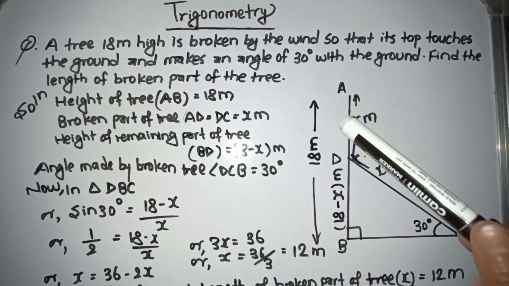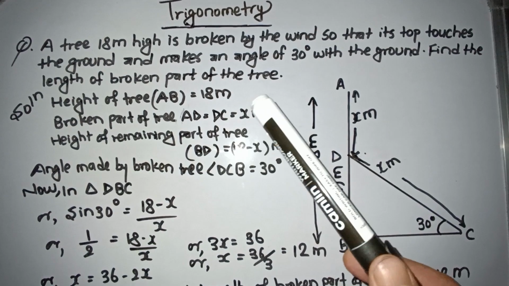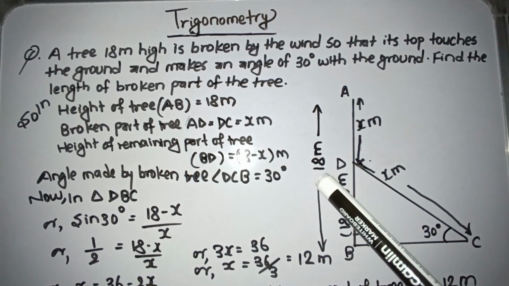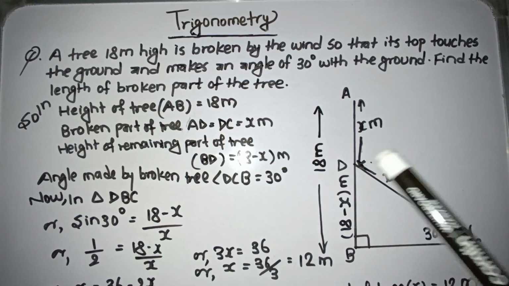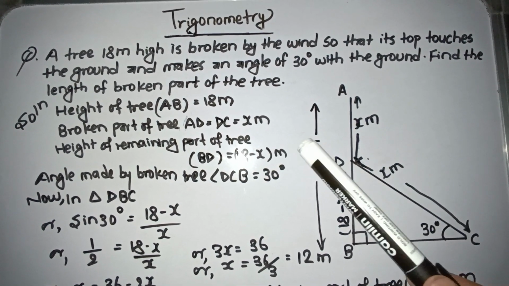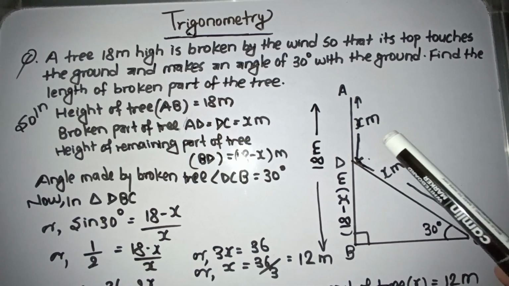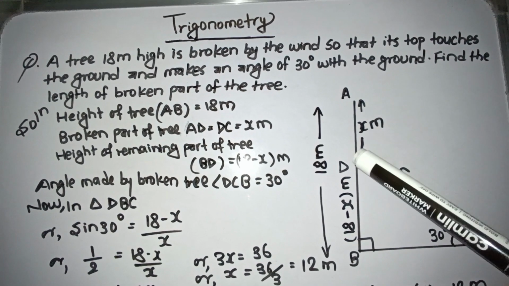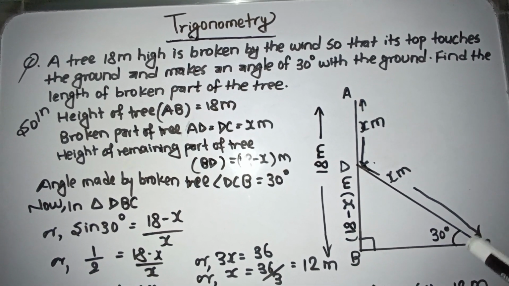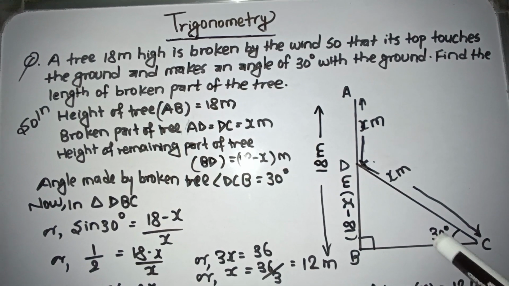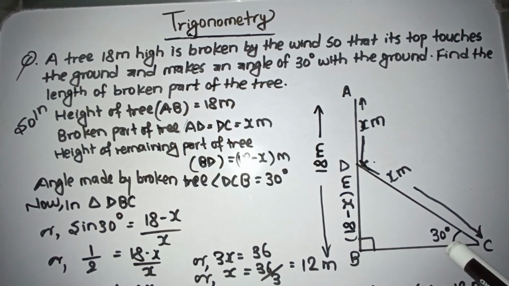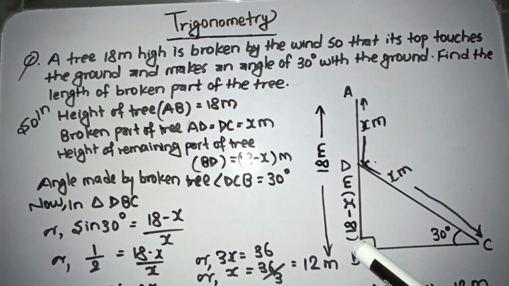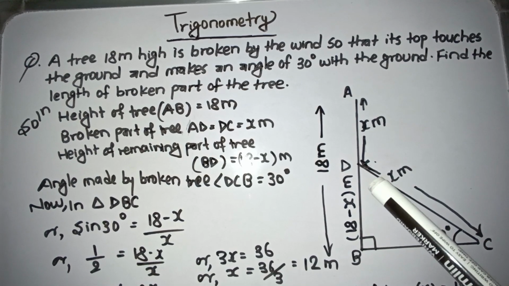We are given in the question that the height of the tree AB is equal to 18 meter. AB is the total height of the tree, and it is 18 meter. And x is the broken part of the tree, that is DC is the broken part of the tree which touches the ground by making an angle DCB equal to 30 degree, and the remaining part of the tree, that is DB, is equal to 18 minus x meter.